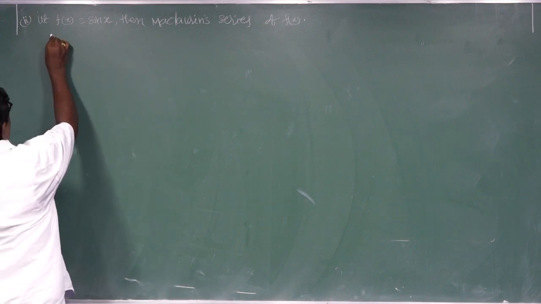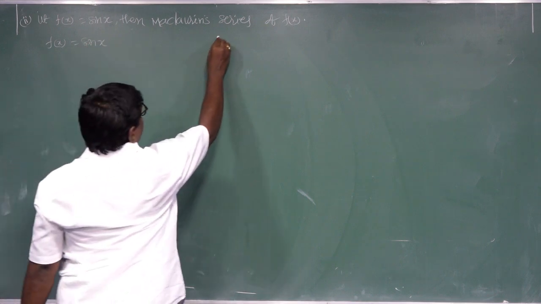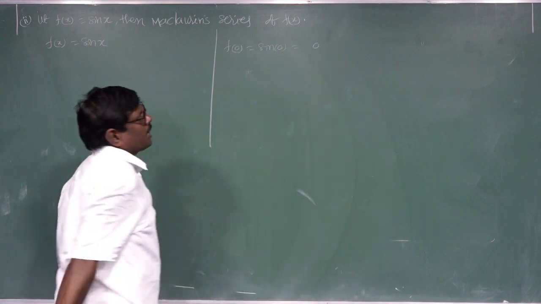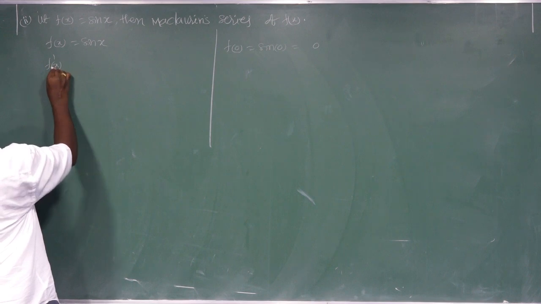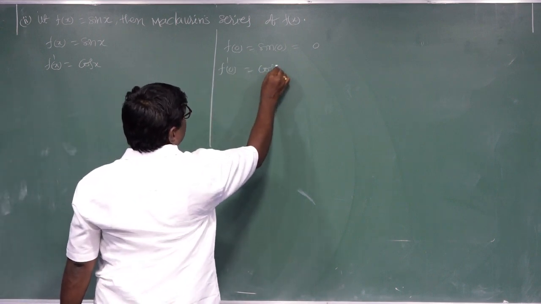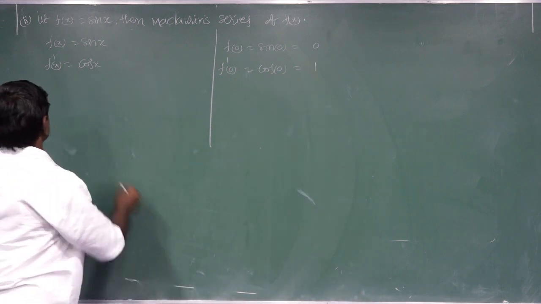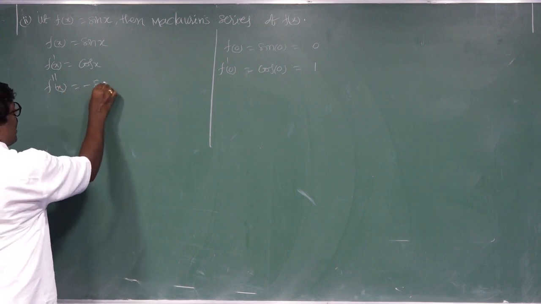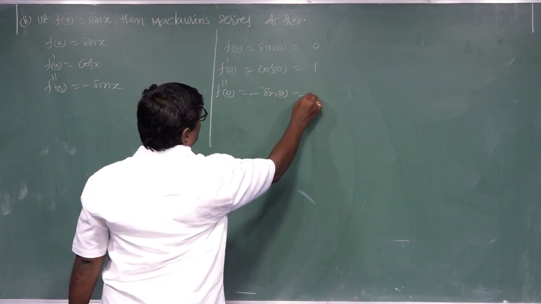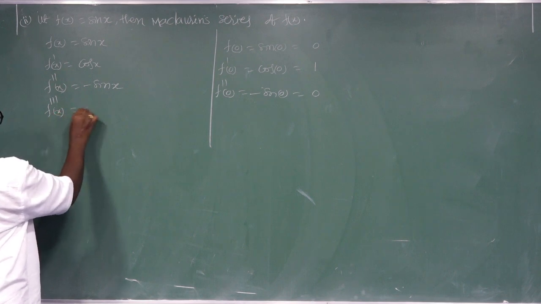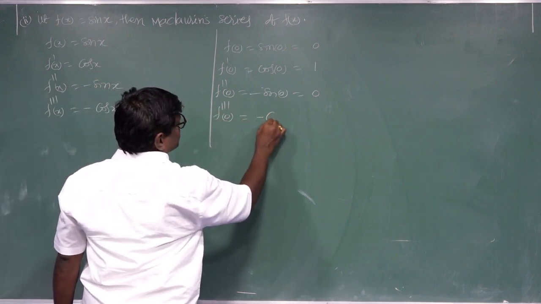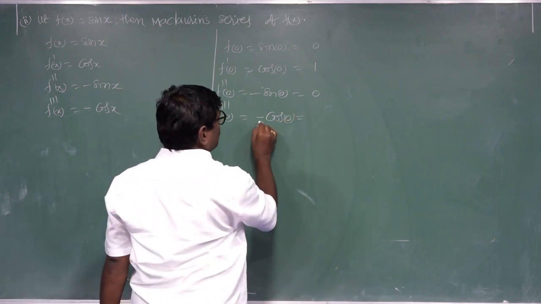Now, f of x equal to sin x. f of 0 equal to sin 0 equal to 0. f dash x, the derivative of sin x is cos x. f dash 0 equals cos 0, whose value is 1. f double dash x, the derivative of cos x is minus sin x. f double dash 0 equals minus sin 0, which is 0. f triple dash x, the derivative of minus sin x is minus cos x. f triple dash 0 equals minus cos 0, and cos 0 is 1, so minus 1.